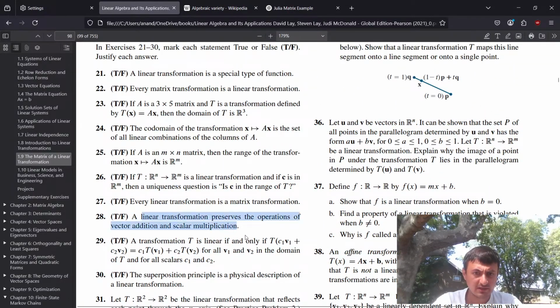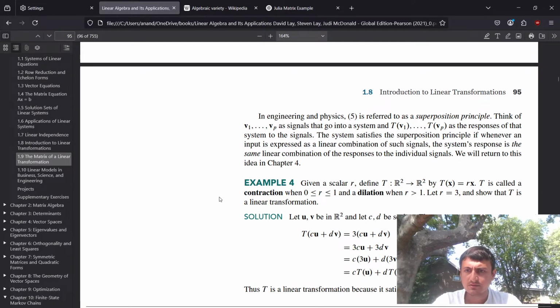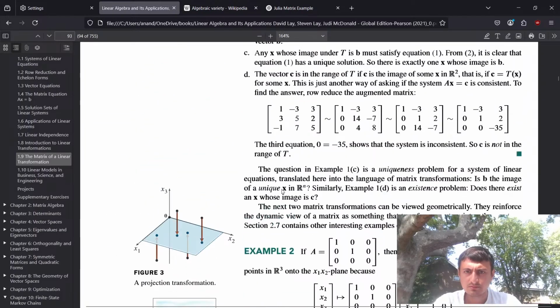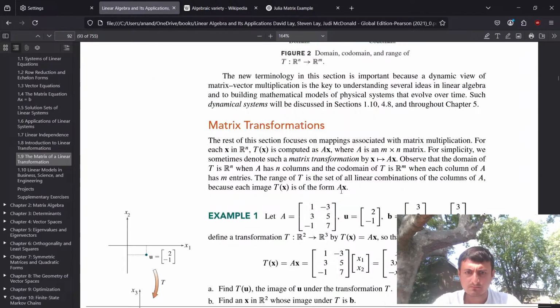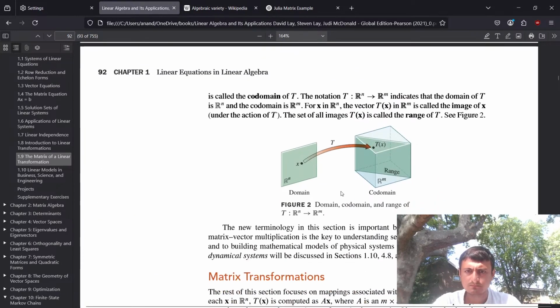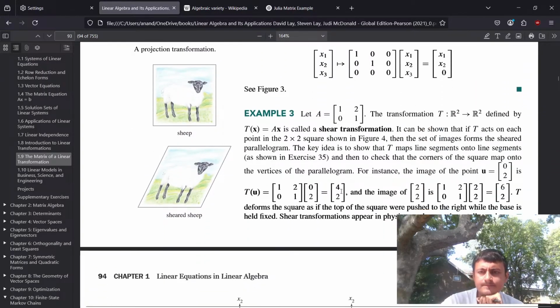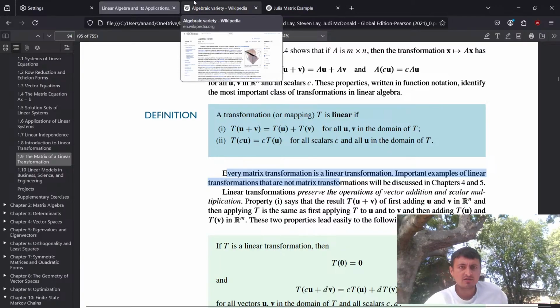27, I wrote false. Every linear transformation, I think that might not be that important. But hold on, where does it say in chapter whatever we're gonna. Here we go. Every matrix transformation is a linear transformation. Examples of linear transformations that are not matrix. Okay, so I'm right in the context of this book, I think.